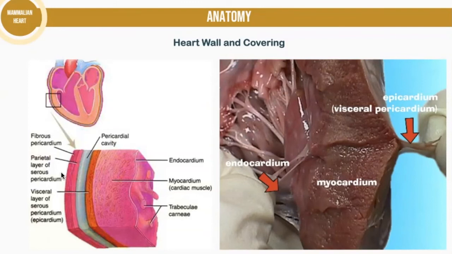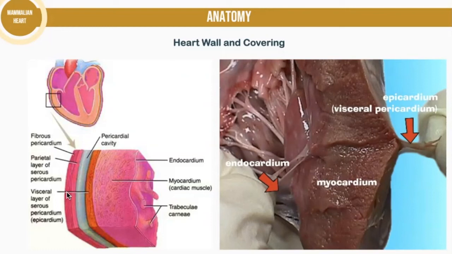So the pericardium is a membrane enclosing the heart, consisting of an outer fibrous layer and an inner double layer of serous membrane. So the fibrous pericardium is a fibrous, dense, irregular connective tissue forming the outermost layer of the pericardial sac. And this anchors and protects the heart. As for the serous pericardium, it has 2 layers, as we mentioned before. You have the parietal layer of serous pericardium.